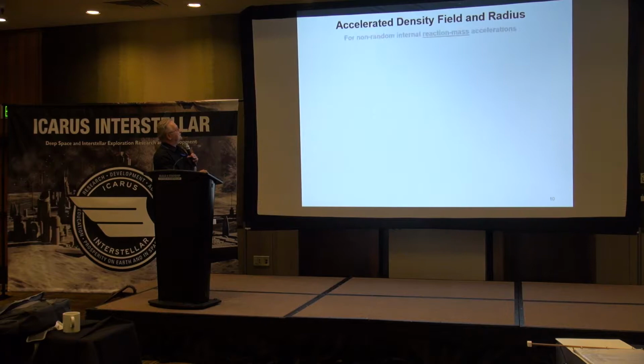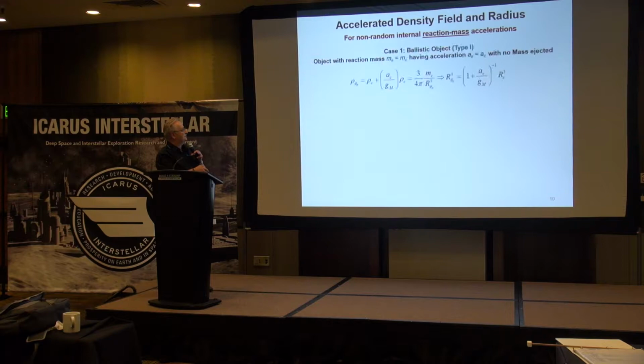For random non-internal reaction mass acceleration, what I mean by this is that if you have an object, and within an object you have particulates in the object accelerating in a given direction rather than randomly. If you look at a ballistic object, then your reaction mass is the mass of the entire object, and the entire object has an acceleration, but there's no mass ejection. So your density field equation then becomes: the accelerated density field is the density of the object plus the acceleration of the object divided by the gravitational force on the object times the density of the object. And then this is just your density equation, but I'm calculating this estimated R for the density field, and then you can write the equation from that for what this estimated radius is.